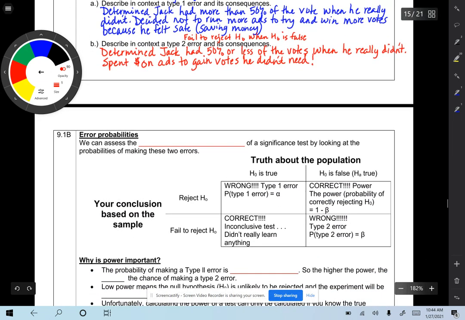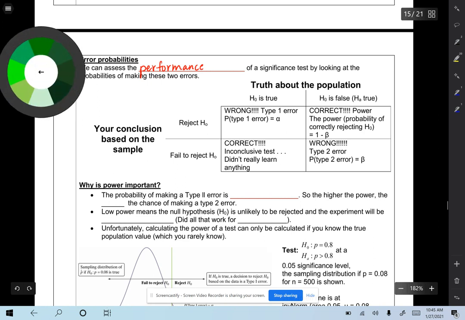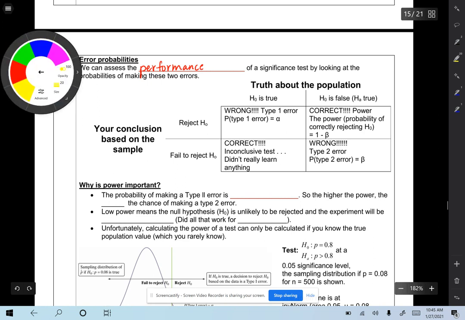Our next little topic is error probabilities. What's the probability of making these different types of errors? So we can assess the performance of a significance test by looking at the probabilities of making these two errors. So the probability of making a type 1 error is equal to the significance level. And so alpha is your significance level. The probability of making a type 2 error is known as beta, which you don't have to worry about, you don't have to calculate. So that is the probability of making a type 2 error.